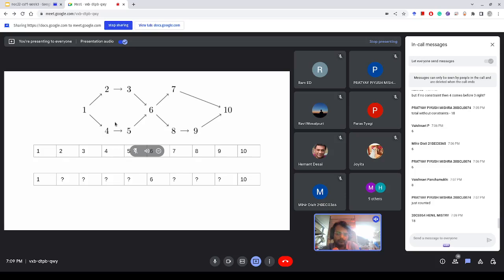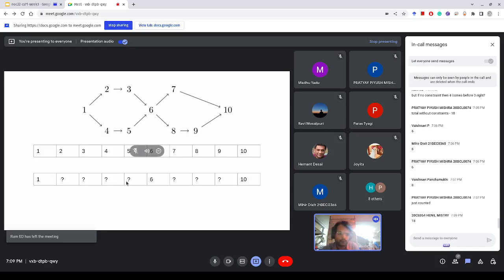Okay, and you have another constraint 4 to 5, so 4 should always come before 5. So a good way to count this is without actually enumerating it. So you are given 4 boxes here. Now for 2 3, let's say that you want to place 2 3 in these 4 boxes. How can you place 2 and 3?